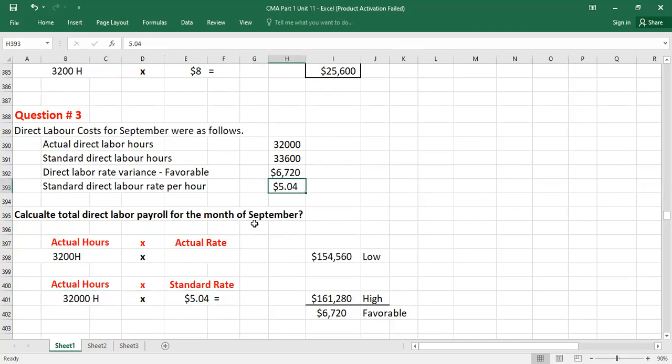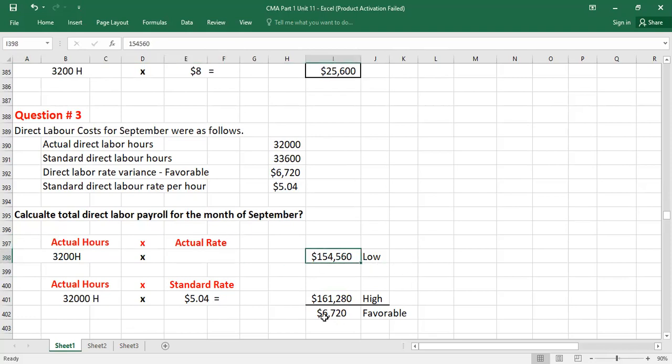So standard rate is also available. If I multiply actual hours with the standard rate, I can get this value as well, which is $161,280. And this information we need to calculate here. Why? Because actuals are provided, but actual rate is not provided. So that is why first we need to get this information.